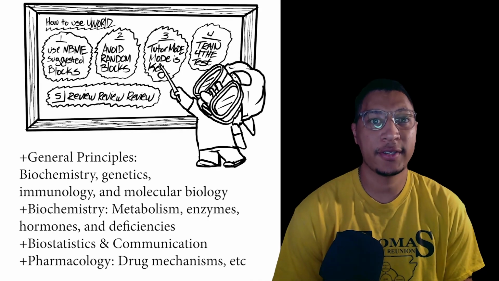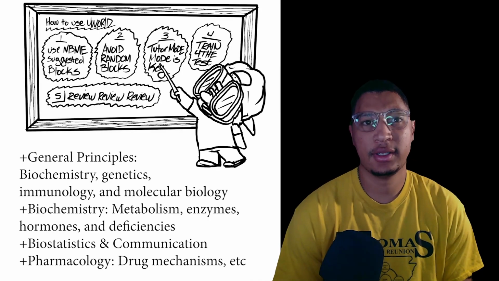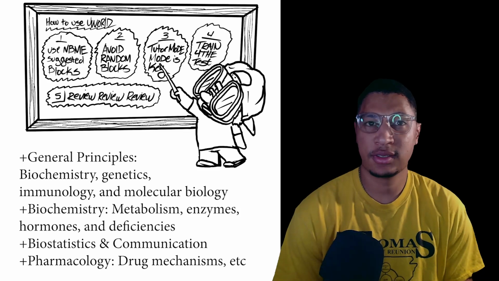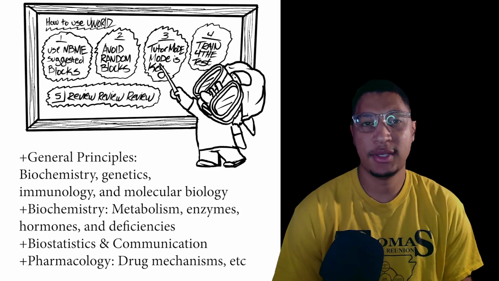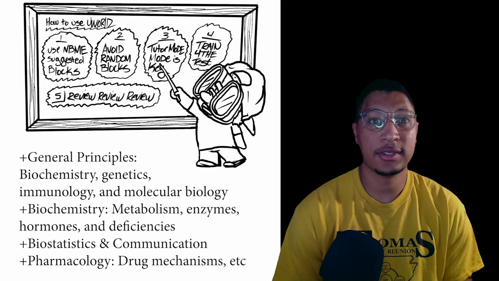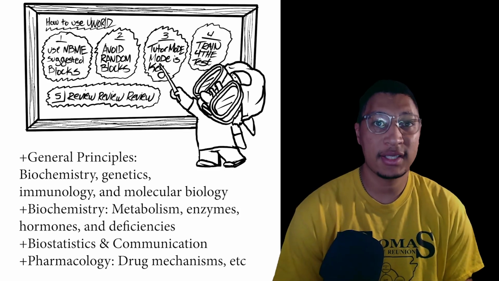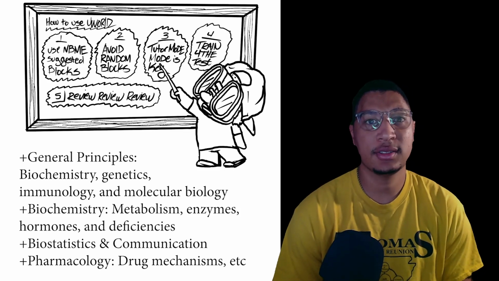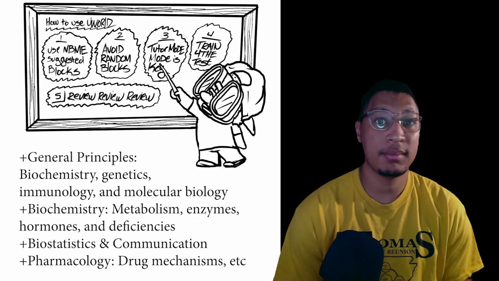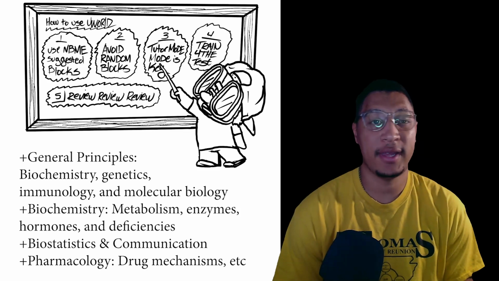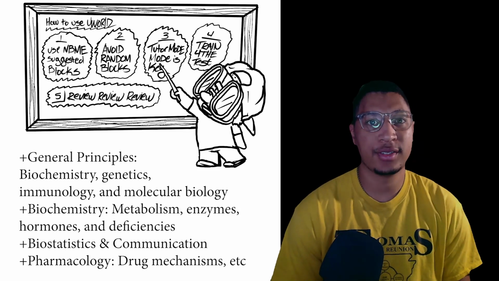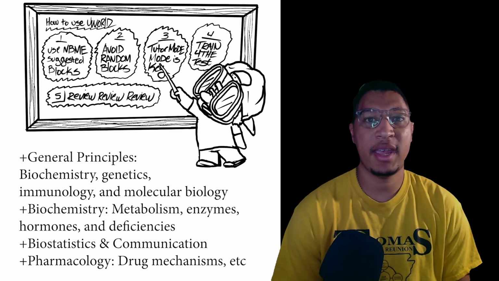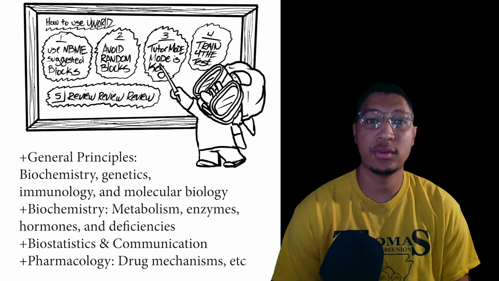Focus on high yield areas first. Start with the most high yield sections, which typically include general principles such as biochemistry, genetics, immunology, cell and molecular biology, also just regular biochemistry. And those are like metabolism, enzymes, hormones, and deficiencies. Then biostats and communications. Those are the social sciences, so ethics and patient interactions. And then pharmacology, so drug mechanisms of action and adverse effects. These areas form the foundations of your Step 1 knowledge, and mastering them early on will give you a strong start.